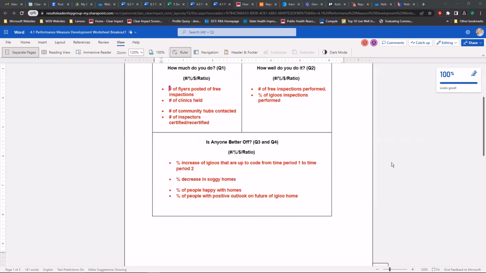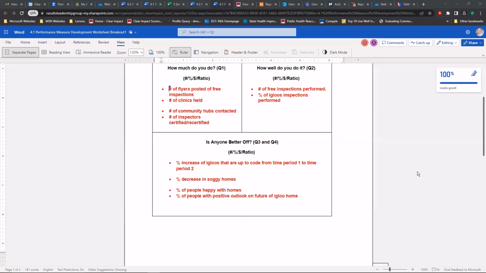For is anyone better off? We talked about the percentage increase of igloos that are now up to code from the period that it started to the next period that we're measuring. A decrease in soggy homes, which is what results when they aren't up to code. And then the percentage of people that are happy with their homes and the percentage of people with a positive outlook on future of their igloo home.